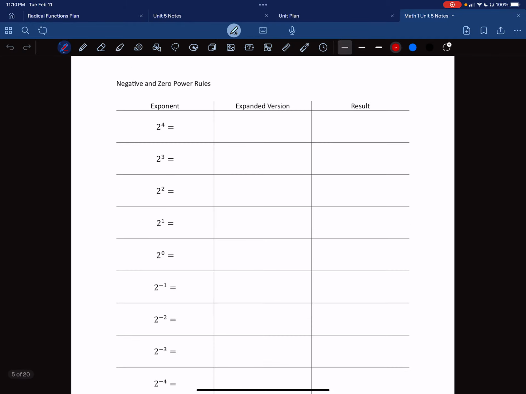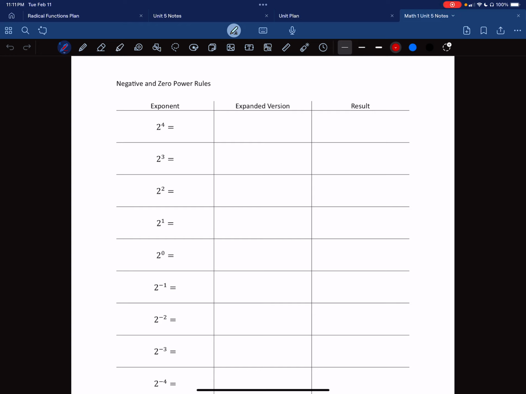All right, so for today's notes, we're going to be talking about negative and zero power rules. The first thing we want to do is just go over some patterns, okay? So we're going to start by looking at 2 to the first power, and expand it and work our way up, okay?